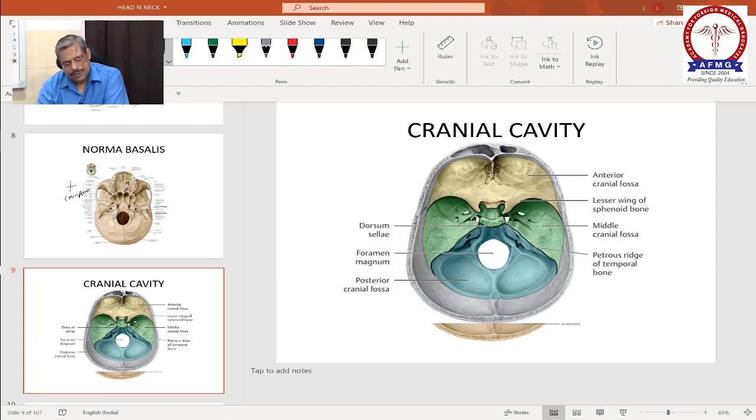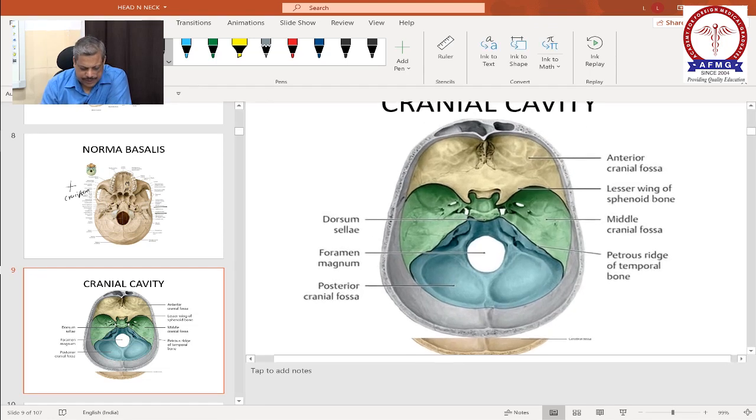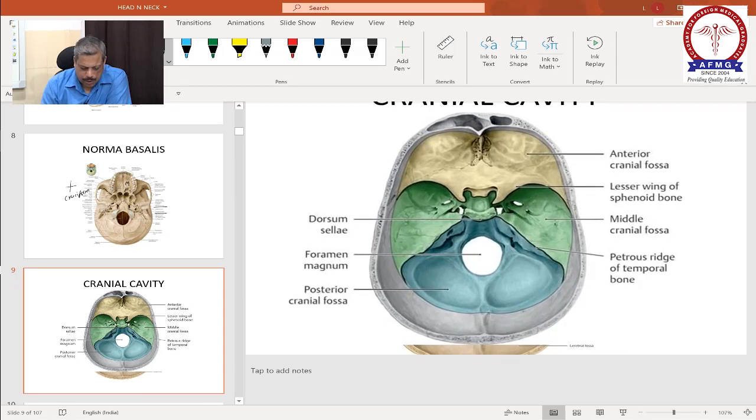The cranial cavity is divided into three cranial fossae. This is the anterior cranial fossa, this is the middle cranial fossa, and this is the posterior cranial fossa. The anterior cranial fossa is very shallow. The middle cranial fossa is like a butterfly, and the posterior cranial fossa is the deepest fossa. Now the point is, what important openings can we see in the cranial cavity?